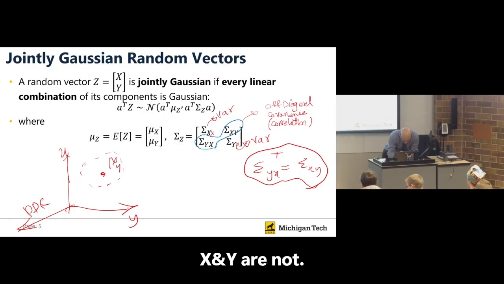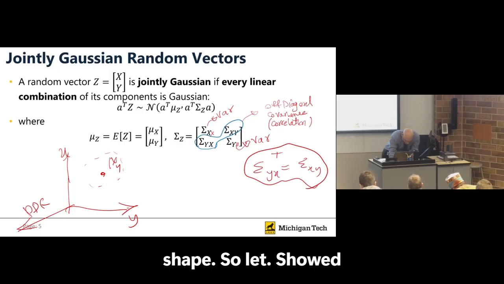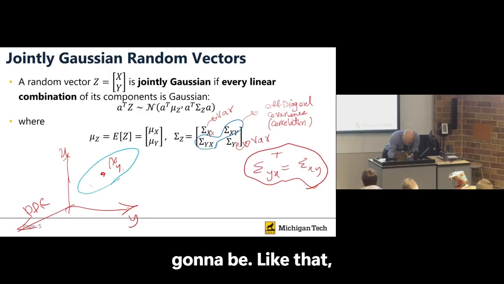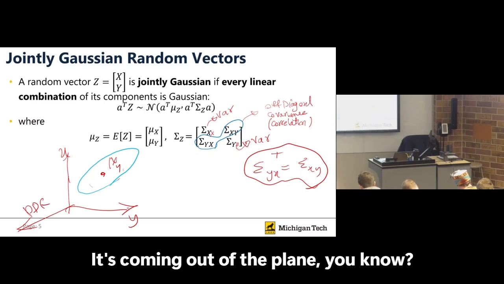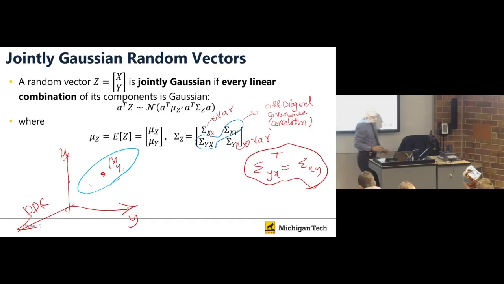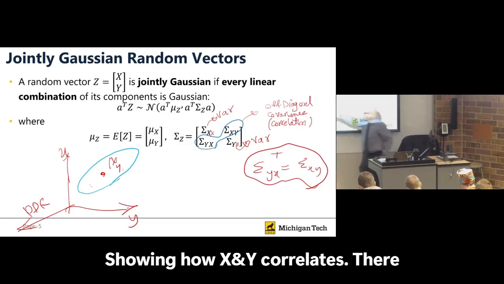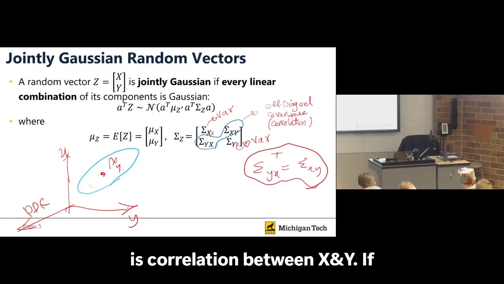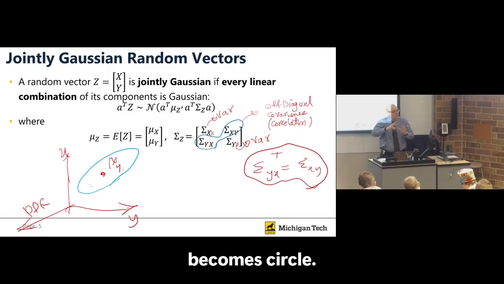If x and y are not actually related to each other, it is a circle. But if there is a correlation between x and y, it becomes an ellipse shape. So let's show that one. In this case, it's going to be like that, but in 3D shape. It's coming out of the plane, you know. This ellipse shape shows how x and y correlate. There is correlation between x and y. If there is no correlation, it becomes a circle.